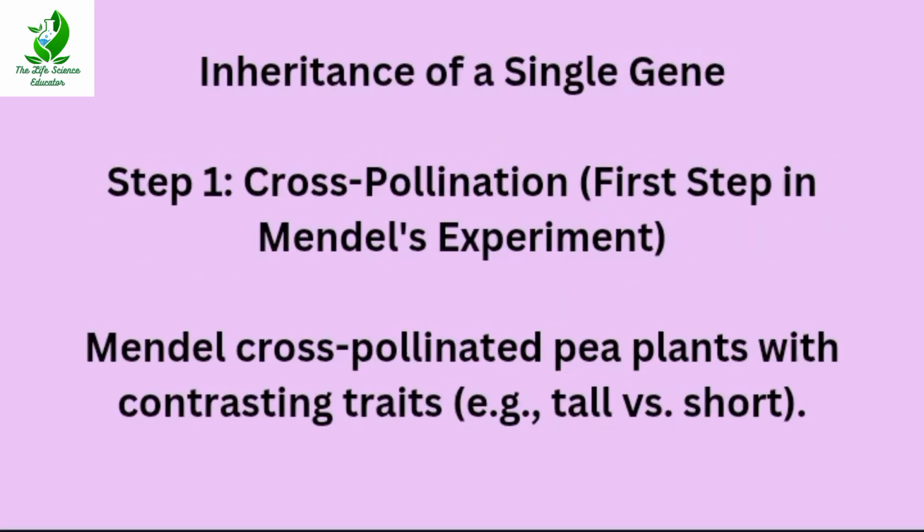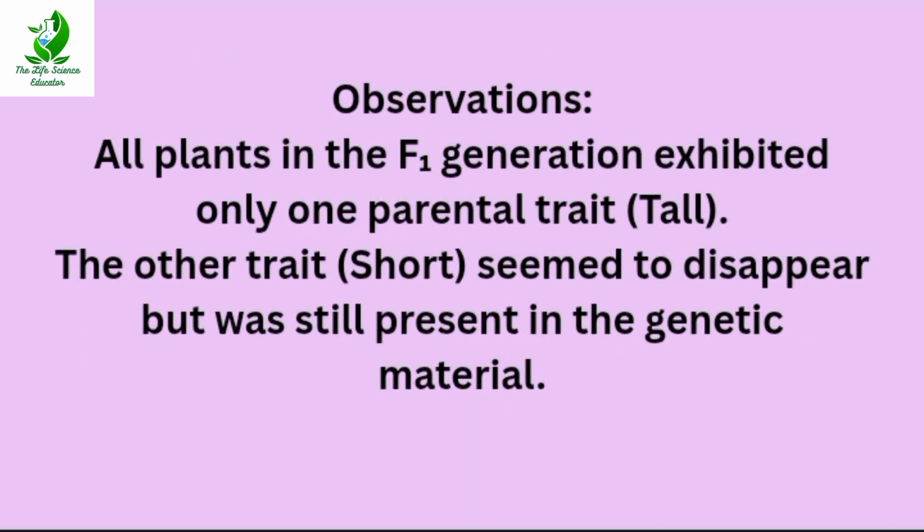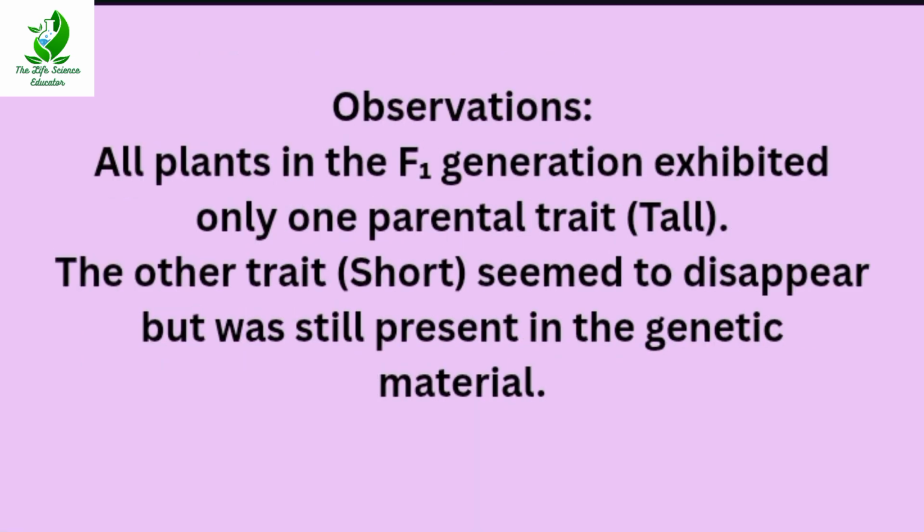In the first step, Mendel cross-pollinated pea plants with contrasting characters, such as, for example, tall pea plants versus short pea plants. As a result, in the F1 generation, all the plants exhibited only one parental trait or one parental character, that is tall, and the other character, short, seemed to have disappeared but was still present in the genetic material.